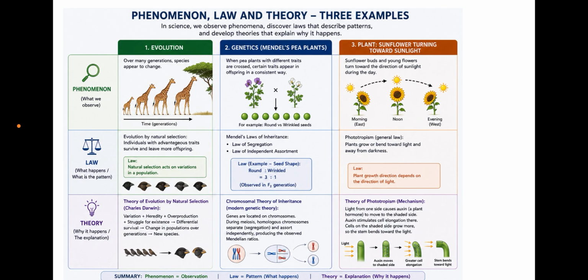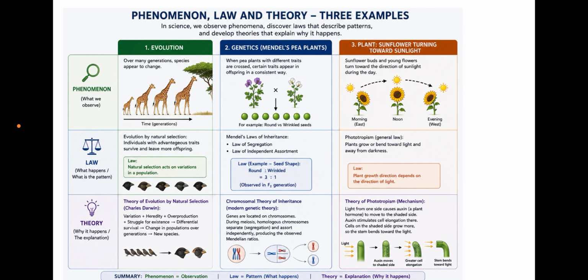Okay, so first of all, what is a phenomenon? What we can observe from nature is called a phenomenon. When we observe one pattern, one process repeatedly, that becomes a phenomenon. For example, we may observe plants moving towards the sunlight. When we observe this multiple times, not one time, we observe the same thing multiple times, that becomes a phenomenon.